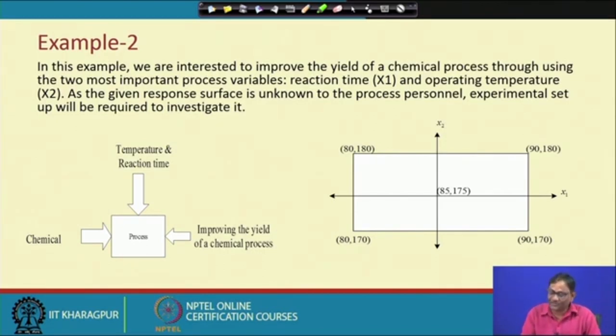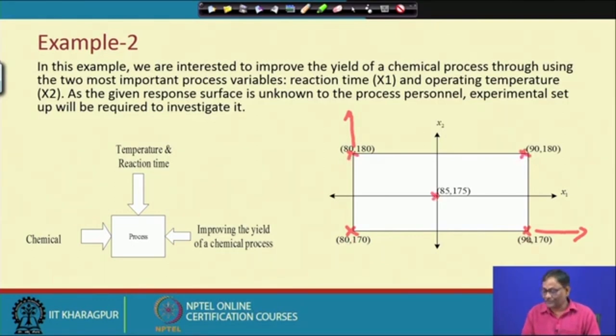So, in the right hand side we have shown that this axis is x1 which is reaction time and this is x2 which is operating temperature, and the reaction time from 80 minutes to 90 minutes and your operating temperature 170 degree Fahrenheit to 180 degree Fahrenheit. Suppose you have considered this range, this is the range of operating zone that is of interest. And then you created several settings here, that first this one, second this one, third this one, fourth this one, and also this is another one.